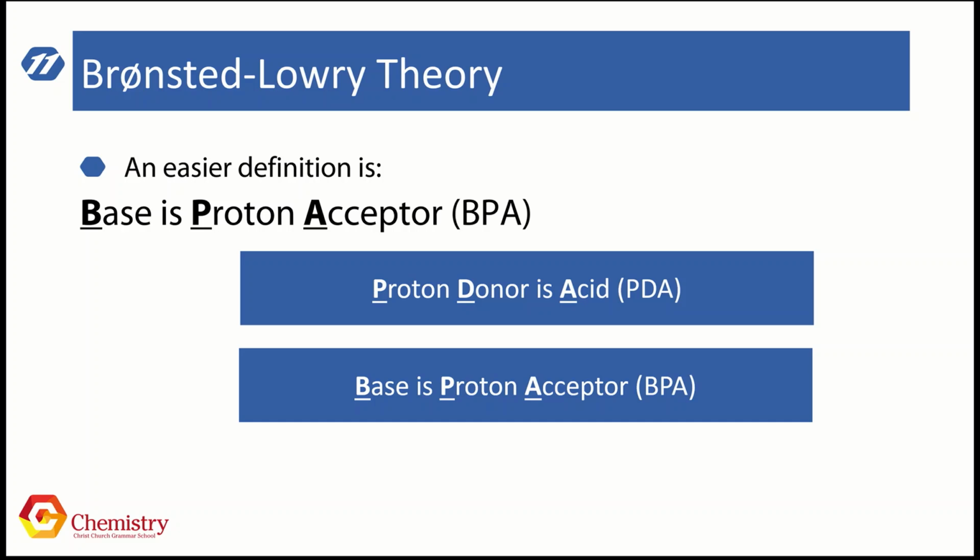I use this three-letter acronym just to assist with remembering what we're talking about. So a base is a proton acceptor and a proton donor is an acid. So PDA, BPA. Okay, and I'm sure you can come up with some rude acronym that will help you remember those three letters for each, right? So proton donor is an acid, PDA, base is a proton acceptor, BPA.